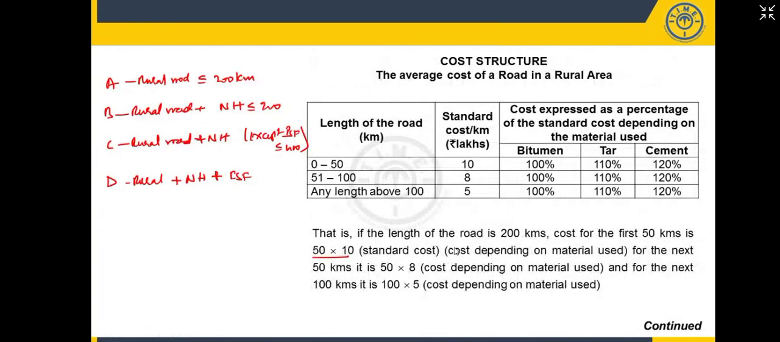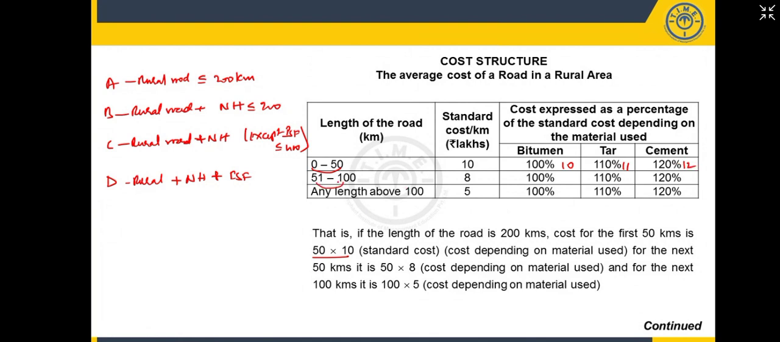Now see, that is if the length of the road is given. If the length of the road is up to 50, it is charging 10 rupees for bitumen. Tar is 10% more than 10 rupees. That means 11 rupees. You can say 10 rupees here, 11 rupees here, 12 rupees here.